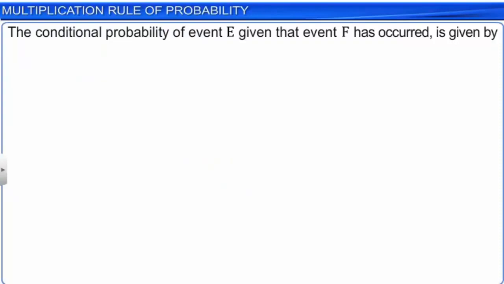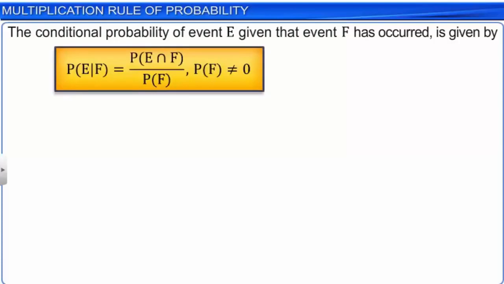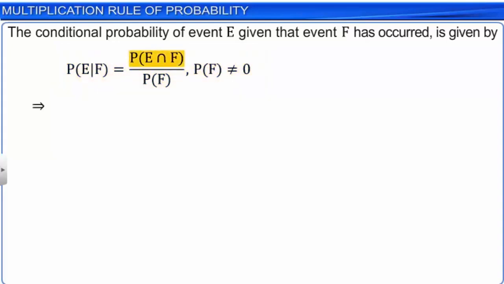We know that if E and F are two events in the same sample space S, then the conditional probability of event E given that event F has occurred is given by the probability of E given F is equal to the probability of E intersection F divided by the probability of F, where the probability of F is not equal to 0. This implies that the probability of E intersection F is equal to the probability of E given F multiplied by the probability of F.